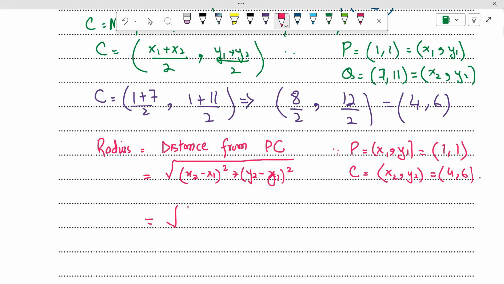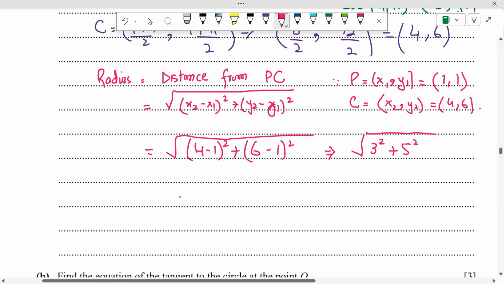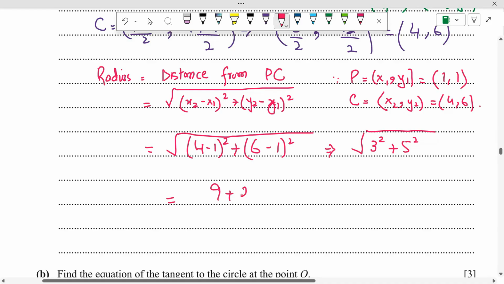Plugging in, we will have the square root of (4 minus 1) whole square plus (y2 minus y1, meaning 6 minus 1) whole square, which is equal to the square root of 3 square plus 5 square, which is the square root of 9 plus 25, which is equal to the square root of 34.